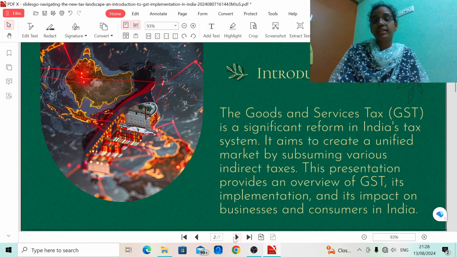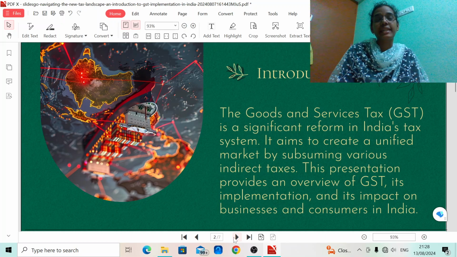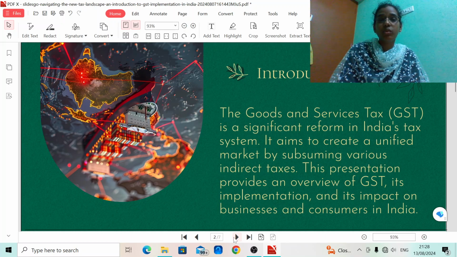To start with, let us see what GST is. GST, Goods and Service Tax. It is a significant reform in the Indian taxation system where it has removed all the previous indirect taxes that we had, and they have implemented a simplified and unified taxation called GST. So before implementing GST, we had various other indirect taxes. So after removing all those taxes, they have implemented GST. So this GST implementation has benefited the businesses and the consumer as well.